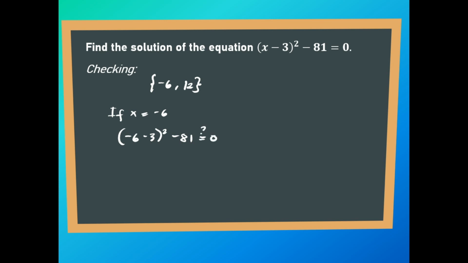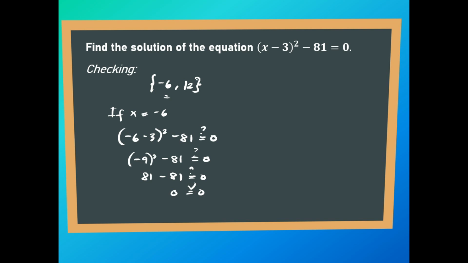So, negative 6 minus 3, same symbols lang sila. Add natin, no? So, magiging negative 9 squared minus 81. Is it equal to 0? So, magiging 81 minus 81. Negative 9 squared, 81. So, is it equal to 0? 81 minus 81 is 0 is equal to 0. So, ibig sabihin, yung 6 natin na x sub 1 is correct.